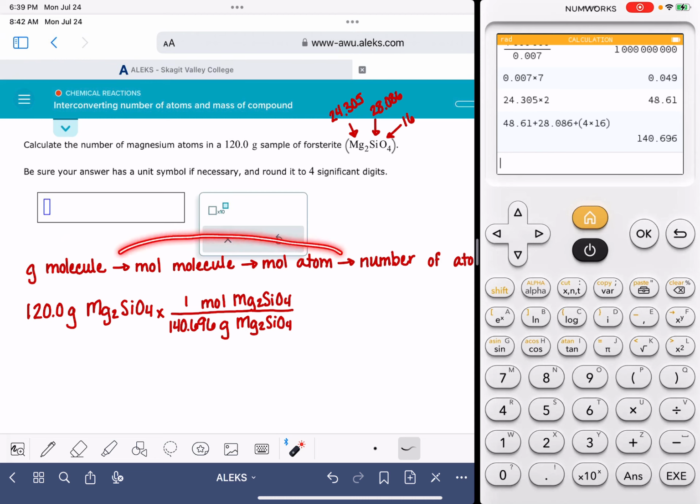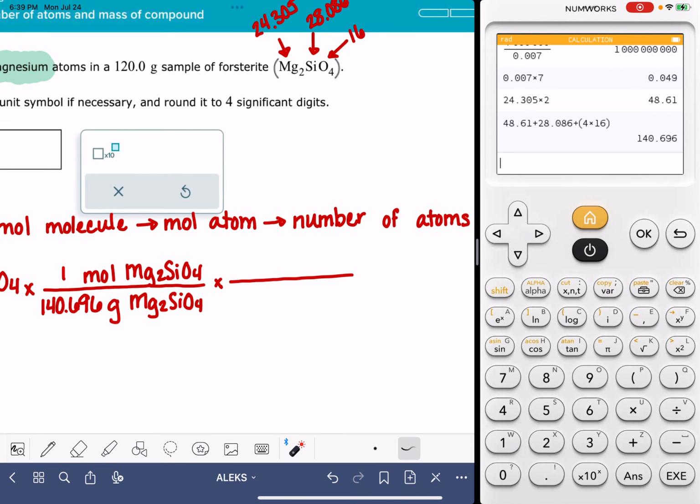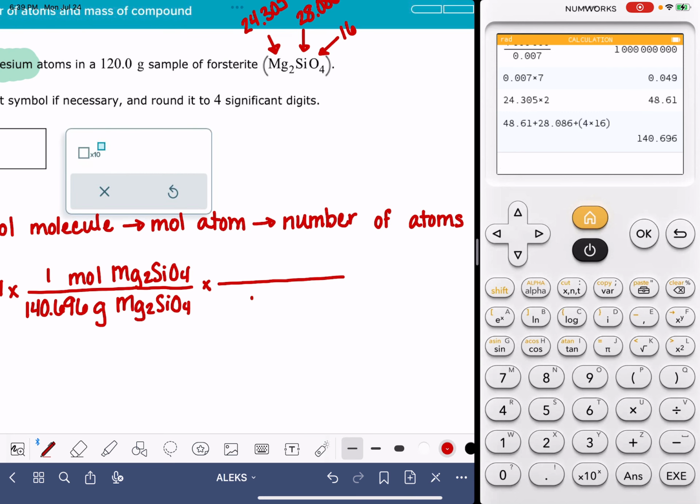The next thing that we need to do is convert from moles of this molecule into moles of the atom that ALEKS is specifically asking about. And for my problem, it's magnesium. So I need a second conversion factor. This time I'm trying to get rid of this unit of moles of Mg2SiO4. So we want to put that unit down on the bottom, moles of whatever your compound is, and then up on the top, we're converting into moles of whatever atom ALEKS is asking you about. For me, it is magnesium.